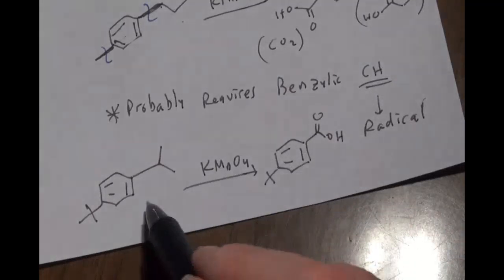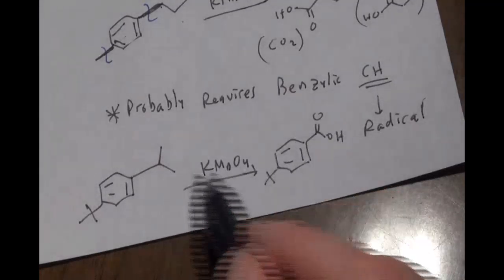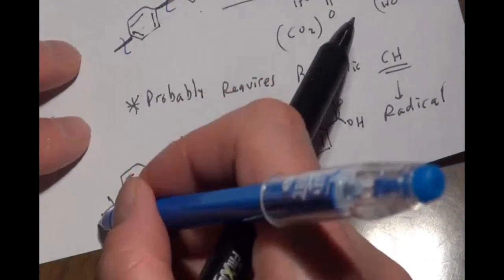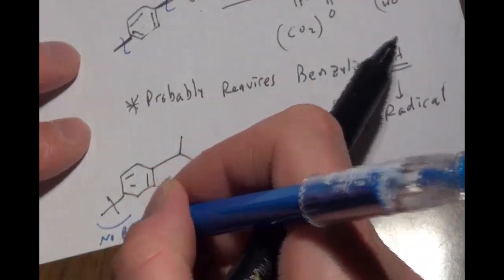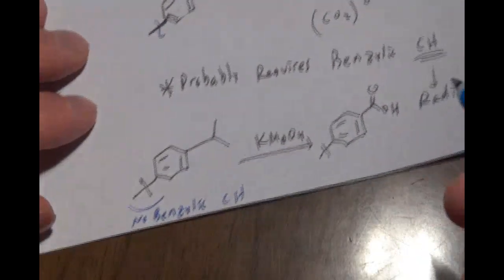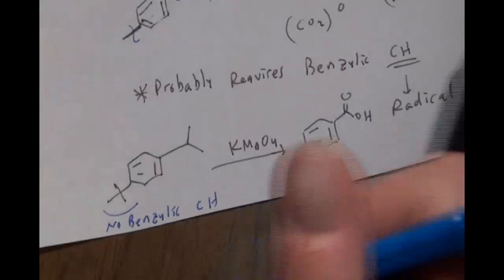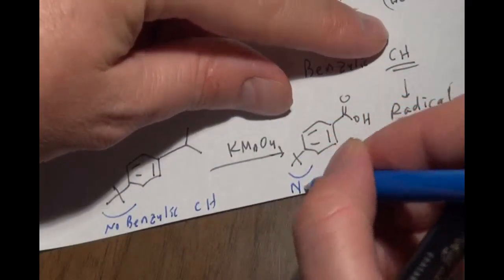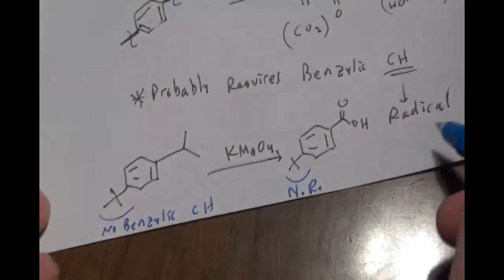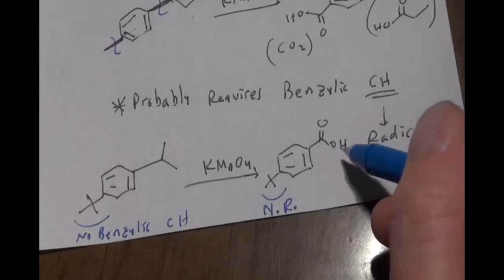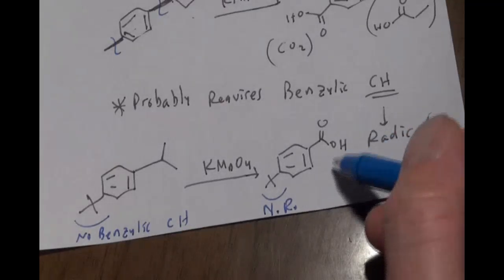I'm not exactly sure what the byproduct is, but they all get cleaved off. I guess the notable thing is there are no benzylic CHs on the tert-butyl, and that's why the tert-butyl somehow survives. We'll say NR, no reaction, on that. But other things with benzylic carbons usually just get cleaved and wiped off, and you just get carboxylic acid. No easy mechanism for this reaction.